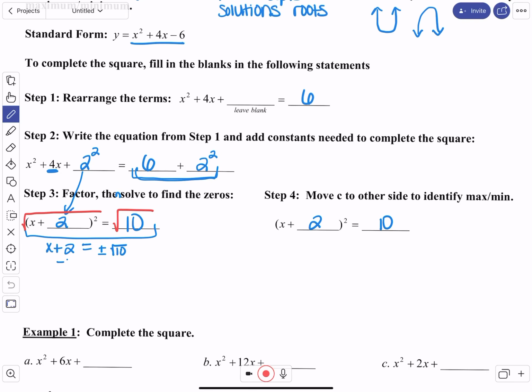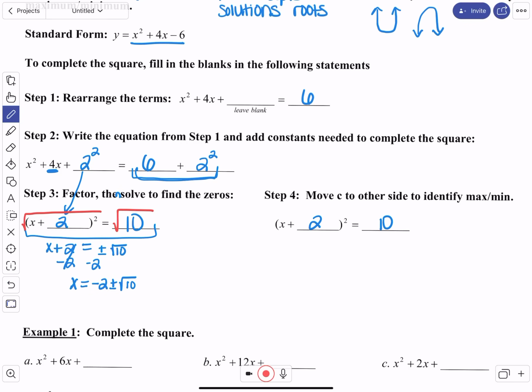We need to move our 2 to the other side, and we're just going to write x equals negative 2 plus or minus the square root of 10. I didn't mean to write that earlier. That should have been a 10.